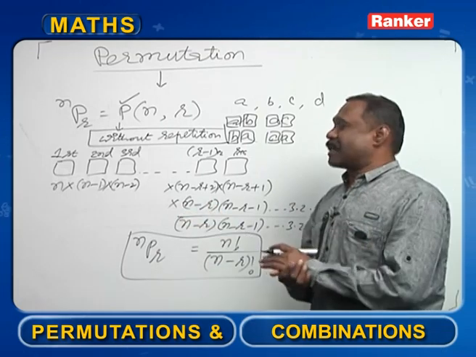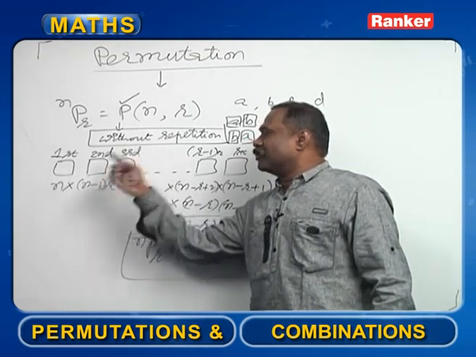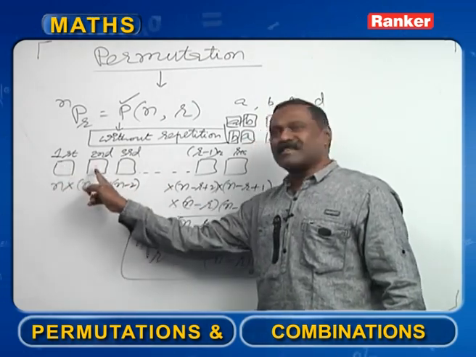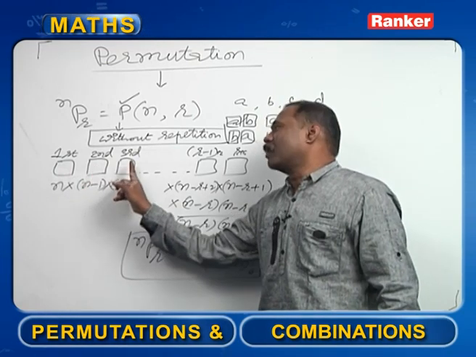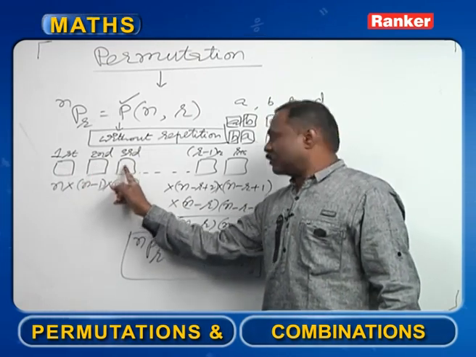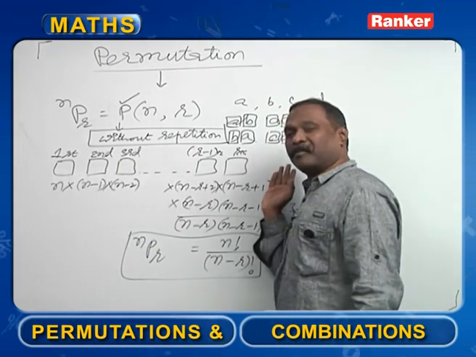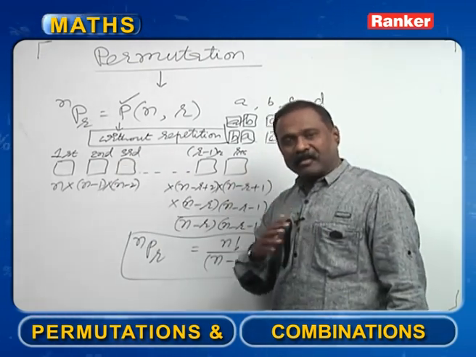You can clearly understand, because without repetition, the thing used here should not be used in the second blank place. The thing used here should not be used in the third blank place. The thing used here should not be used in the later blank places. So, that's what you have to understand.